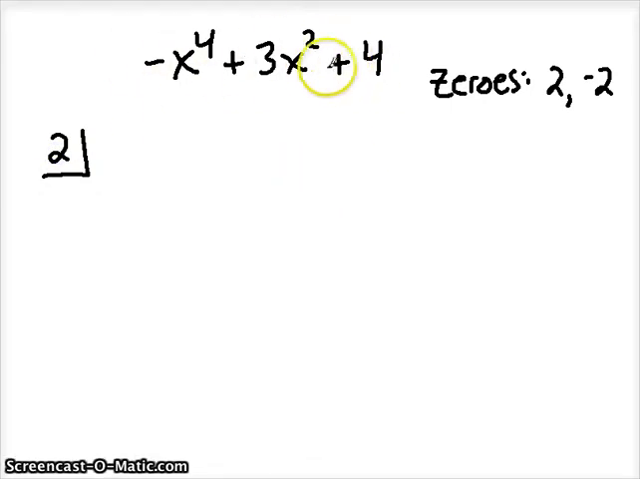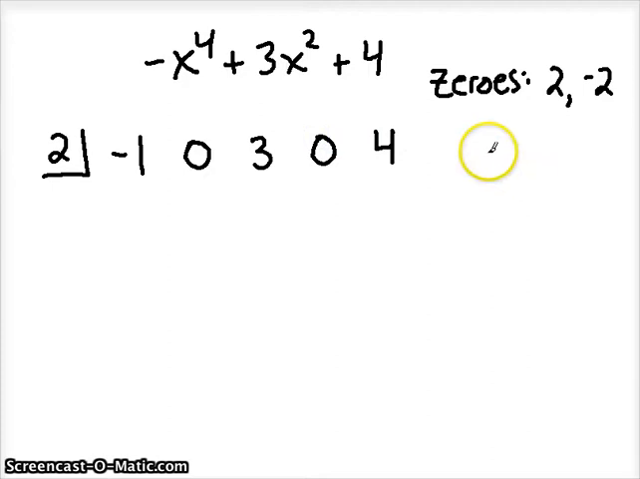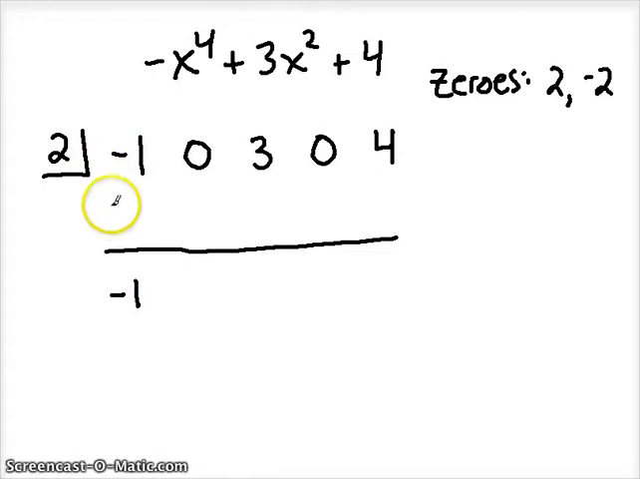List your coefficients, and remember that we're skipping some, so we have to use zeros in spots that we're skipping. So we got -1 for x⁴. I have a 0 for x³. I have a +3 for x². I have a 0 for x, and then I have a +4 as my constant. Drop my leading term down and start my synthetic division.